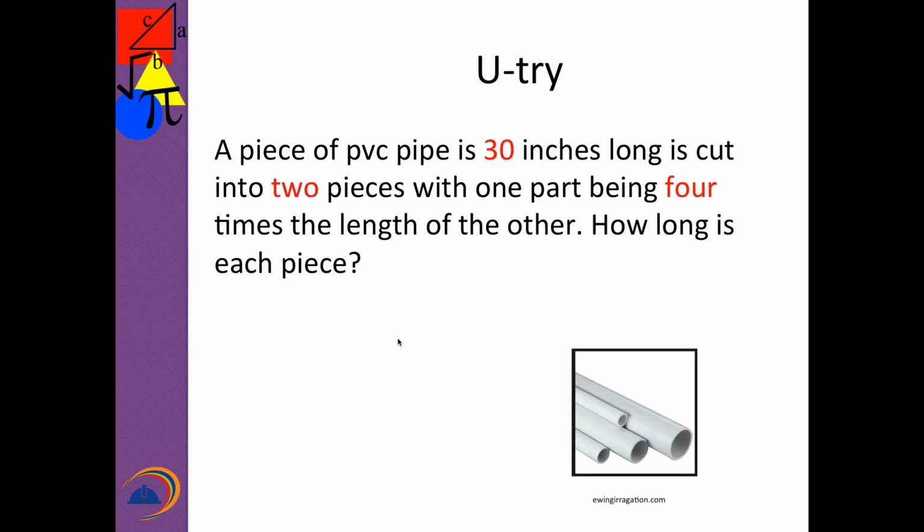A piece of PVC is 30 inches long and cut into 2 pieces, with one part being 4 times the length of the other. How long is each piece? So work with your partner and solve the problem, and I'll meet you back here in a minute. Welcome back. Let's go to our slate.